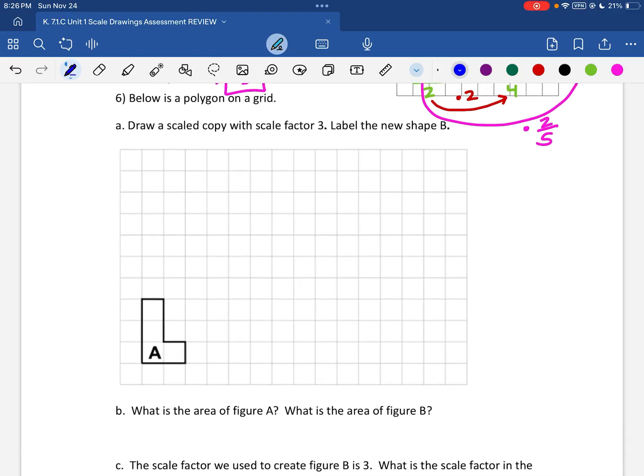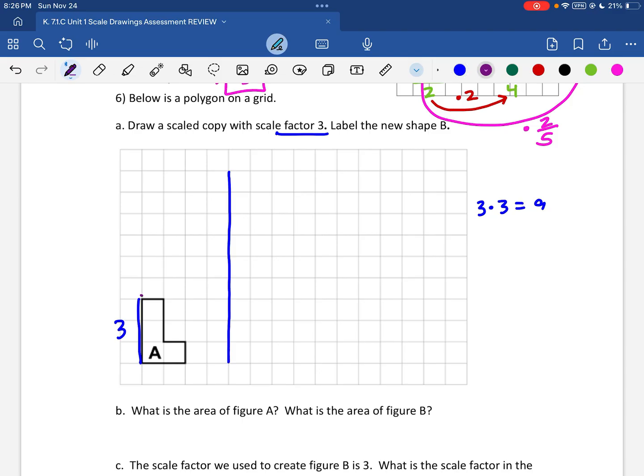So just like I did before when I was doing a scale factor, I'm going to count and measure everything. So this has a length of 3. And with the scale factor of 3, that means that's going to be multiplied by 3. So 3 times 3 is 9. That new side in the new figure is going to have a length of 9. So I'm going to draw it here. 1, 2, 3, 4, 5, 6, 7, 8, 9.